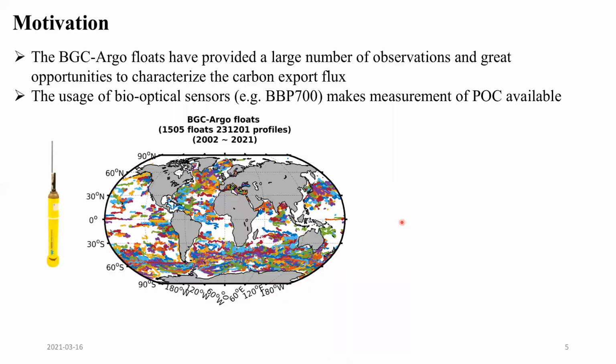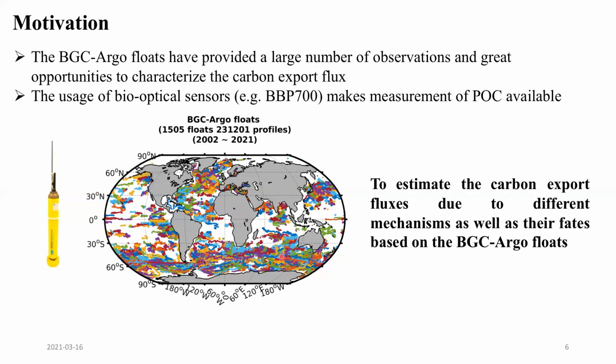The recent advance in BGC-Argo floats has provided us a large number of observations and great opportunities to characterize the carbon export flux. The usage of bio-optical sensors also makes the measurement of POC available. So here, for example, I use this figure to show the global distribution of the BGC-Argo profiles. And we can see that we have more than 200,000 profiles in the global ocean over the past 20 years. So this study's purpose is to estimate the carbon export flux due to different mechanisms, as well as their effects, based on the BGC-Argo floats.